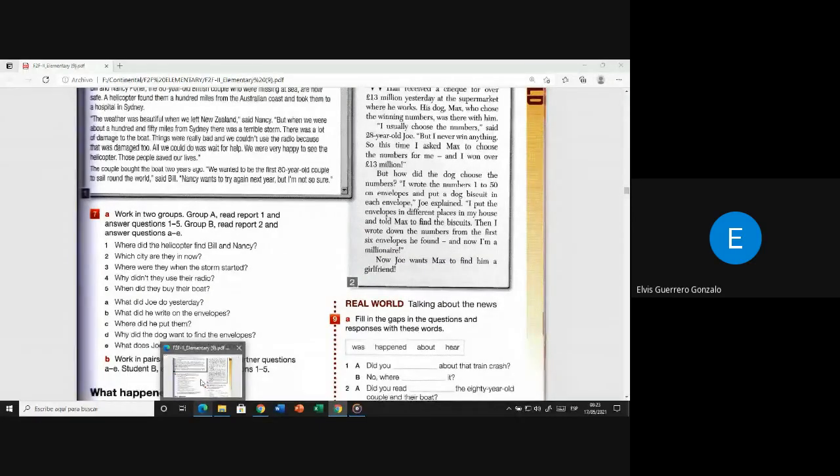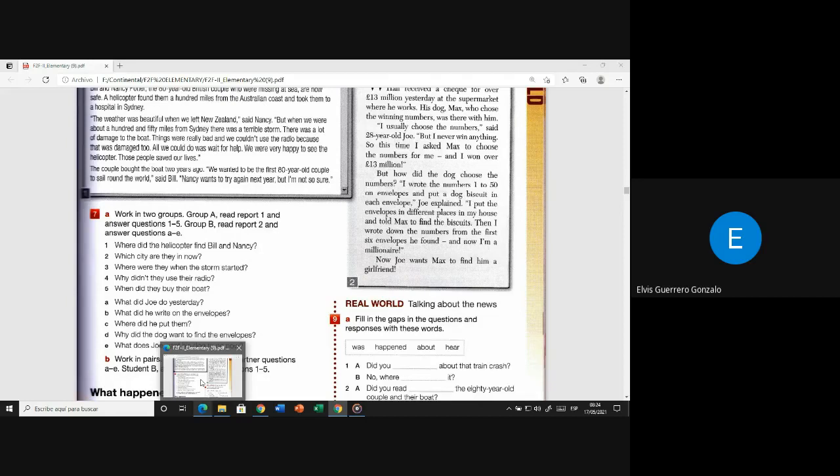What did Joe do yesterday? He received a check for over 13 million pounds. 13 million pounds. Wow, that's a lot of money. What did he write on the envelopes? He wrote the numbers from 1 to 50. Where did he put them? He put the envelopes in different places in his house.